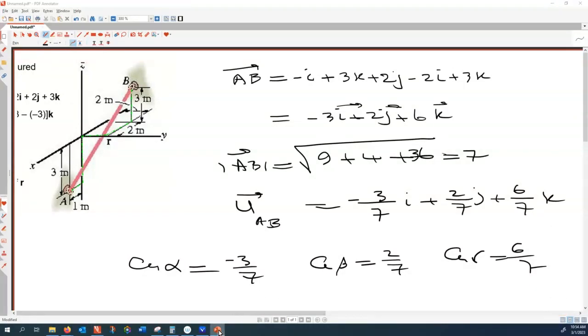So can we do it by taking the position of A and position of B? Yes, you can do it that way. I quickly show you how that works. So you can write A, the coordinate of A, that is 1, 0, minus 3. Yeah, and B is what? B is minus 2, plus 2 and 3. And then you do head minus tail, that gives you the same.